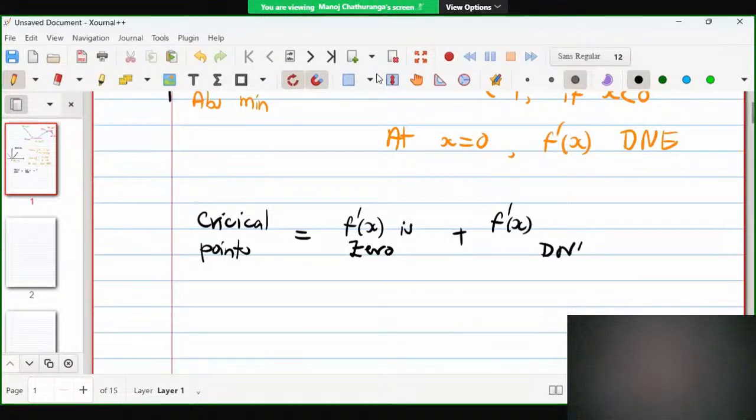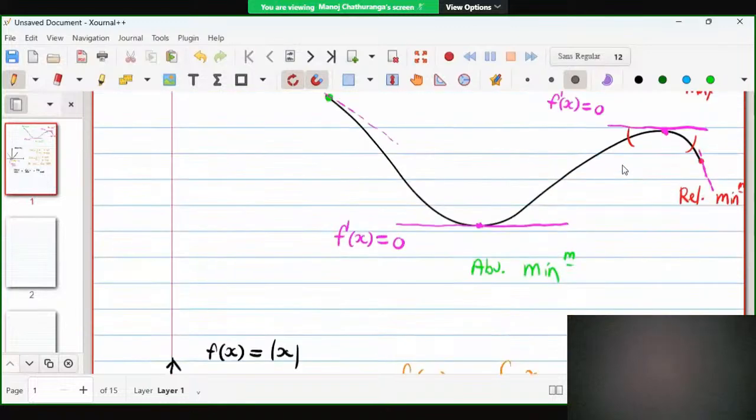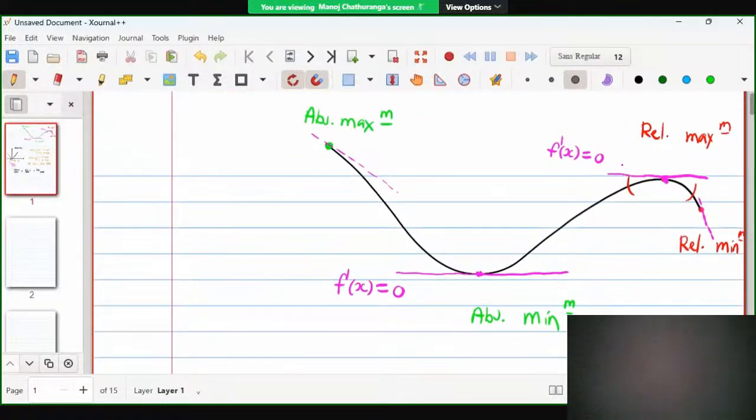It does not exist. If one of these happens, we say that is a critical point. For example, for the absolute value function, we have a critical point. This is a critical point. And for this picture, we have two critical points here and here. Those are critical points, and those are the only critical points for that graph.